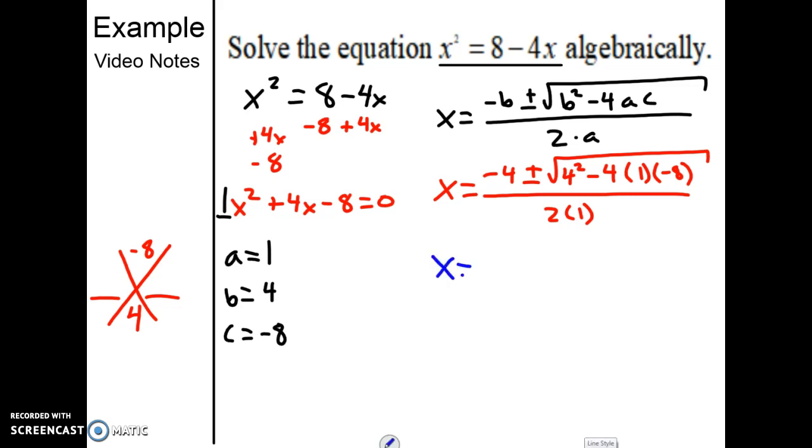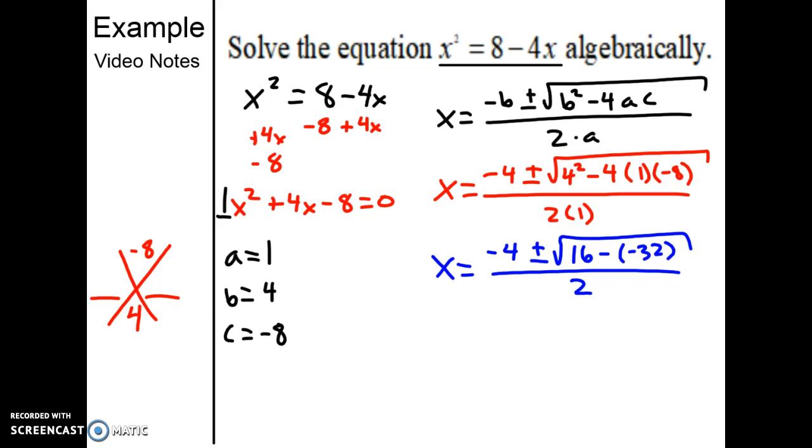So we still would have negative 4 out front. And we're going to have 16, which is 4 squared, minus 4 times negative 8. That would be a negative 32, all over 2. And 16 minus a negative 32 would be a positive 48. So we have x equals negative 4 plus or minus the square root of 48 divided by 2.